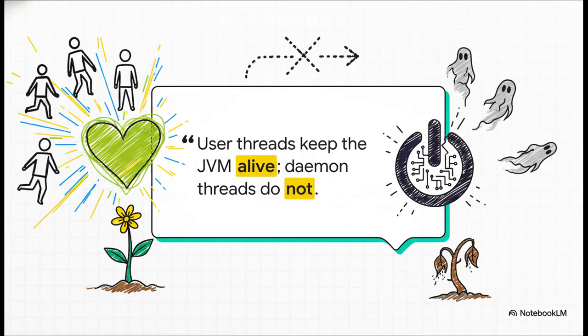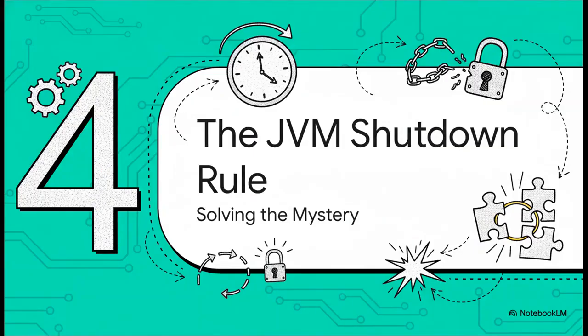If you only remember one thing from this whole explainer, make it this sentence. Seriously, this is the perfect one-liner. User threads are the life support system for the JVM. Once all of them are gone, the machine powers down, and it doesn't matter what any daemon thread was in the middle of doing. Okay, we've arrived at the heart of the matter. This is the one single rule that explains everything about why our task just vanished.